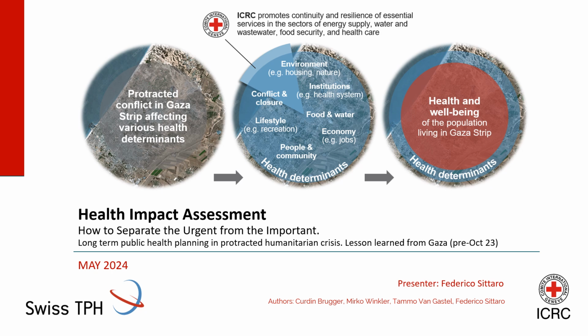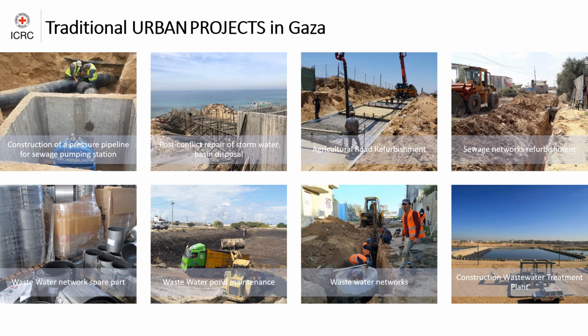This intervention illustrates how health impact assessment can be used for humanitarian planning purposes. It is a collaboration between the ICRC and the Swiss Tropical Public Health Institute. The next presentation from Curdin is also connected to this work, and it will dive into the more technical details. I will focus instead on the programmatic aspect of it.